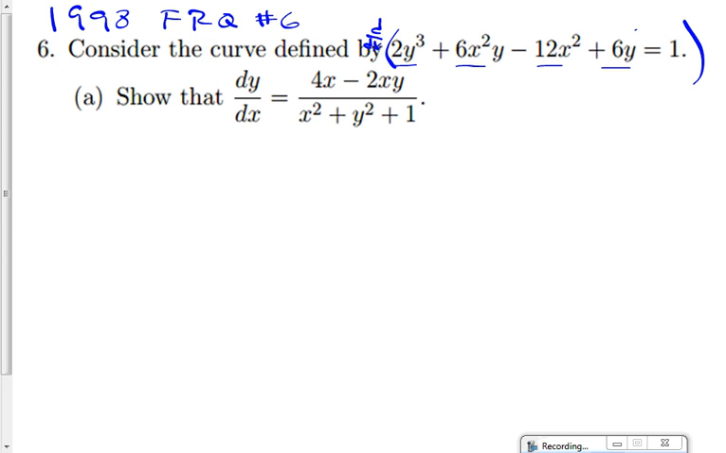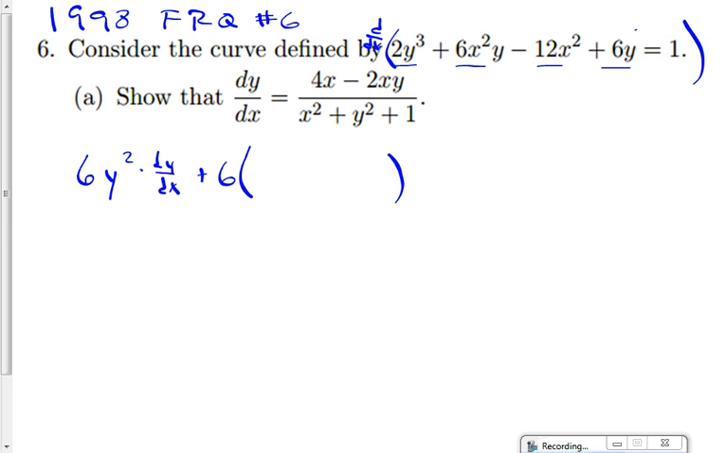Derivative of 2y cubed, we're going to use power rule with chain rule. That will be 6y squared times dy dx. You can use y primes if you prefer, that's okay. Y prime is also notation for dy dx. Plus 6, now I've got a product rule. I've got x squared y, so I have to use the product rule.